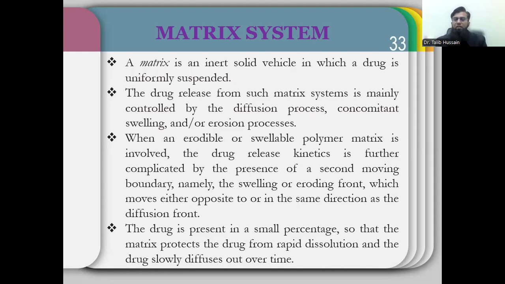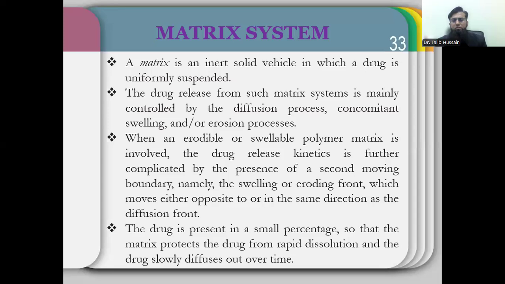So if a matrix has a diffusion process alone, it will be a control release. If it has a concomitant swelling system in which a drug is releasing from a swollen area and the area doesn't change, it will be a control system. Or the matrix could be an erosion process. If it is eroding, every time the surface area will be decreasing. So a constant drug release is not possible from an erosion process. So if we are using an erodible polymer or a swellable polymer which erodes after swelling, the release kinetics will be complicated.